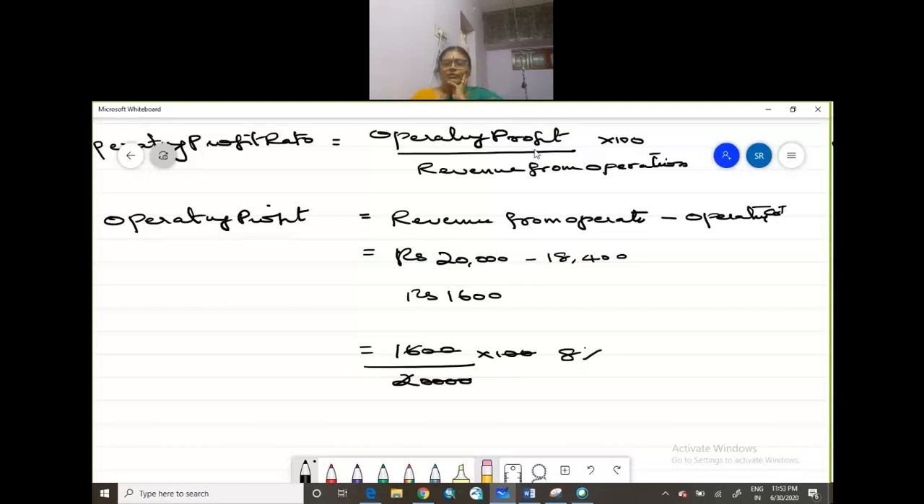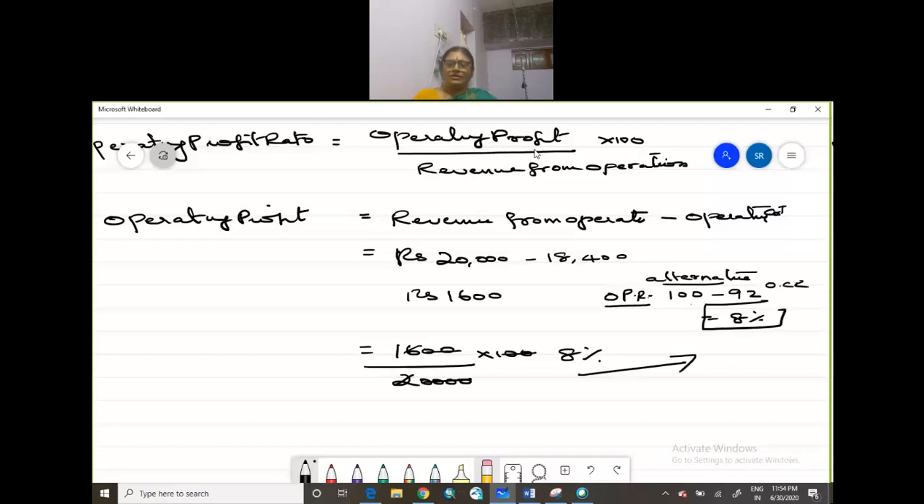So this is one method. Previously I taught you the alternative method, where operating profit ratio is 100 minus your operating cost ratio. So 100 minus your operating cost ratio, that is 92, will give you 8%, your operating profit ratio. So 8% you can cross check. Use the alternative method, very easy, but then you can calculate and find out.